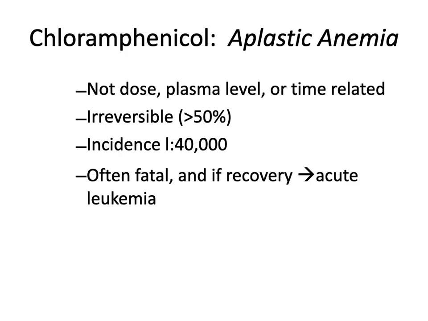But the problem is aplastic anemia. Aplastic anemia means zero red blood cells, no more red blood cells at all. And the problem with this is that it's not dose related, not plasma related, not time related, it is irreversible, it is super rare. But if it happens, it's often fatal, and if the person recovers, potentially the person is going to have acute leukemia. I don't want to take this drug. I don't want to give this drug to my patient. However, if I have to, because meningitis also kills, then maybe you could give it.